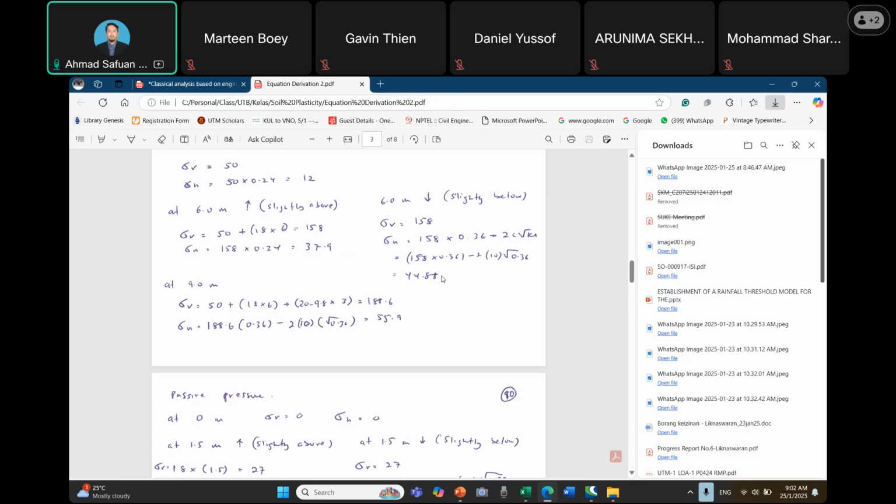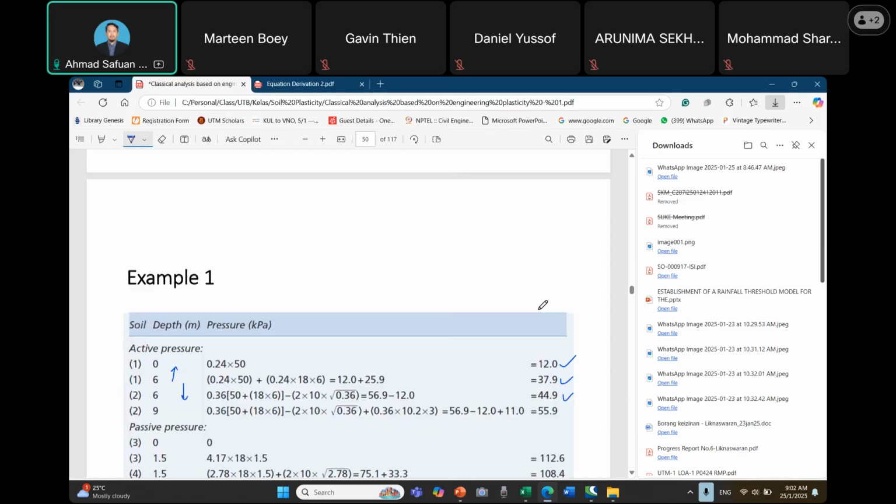Okay. And then at the depth of 9 meters, we obtain the effective vertical stress. Put the value times 0.36 minus 210 times square root 0.36. So the value is 55.9.